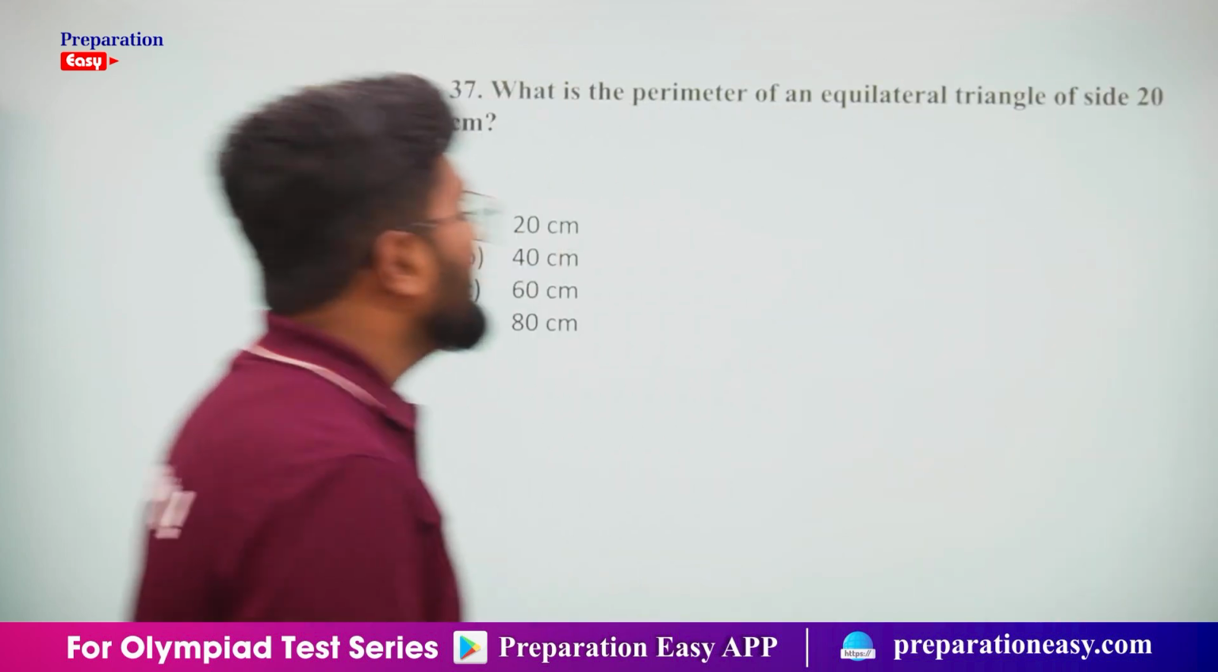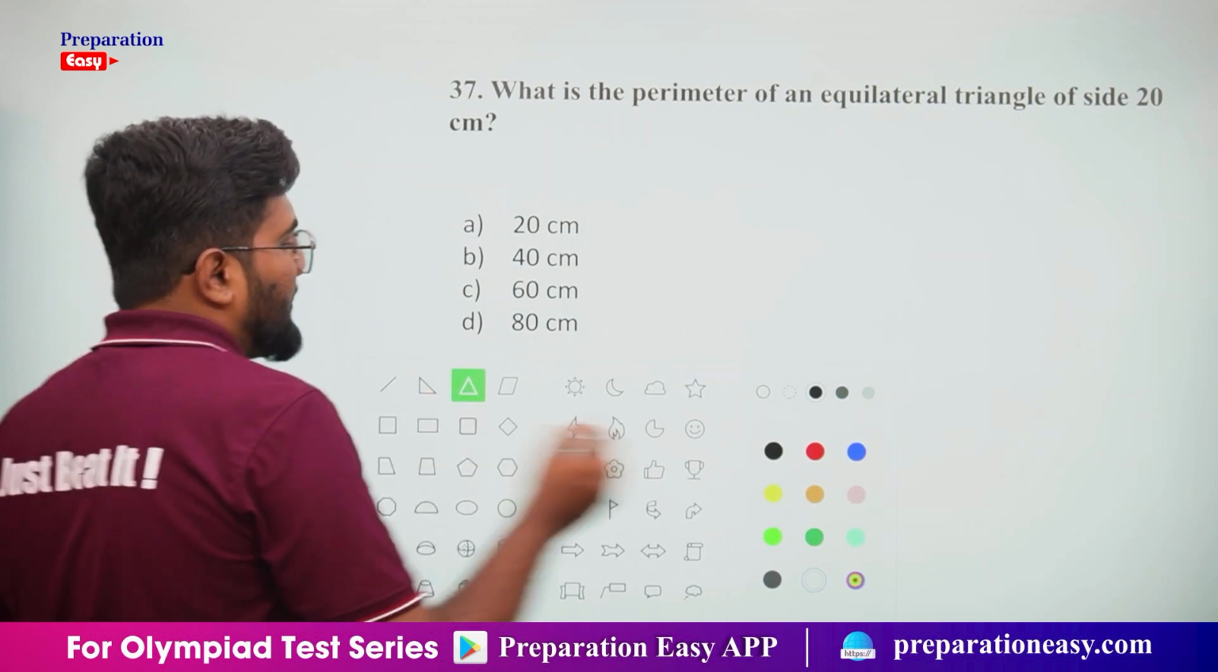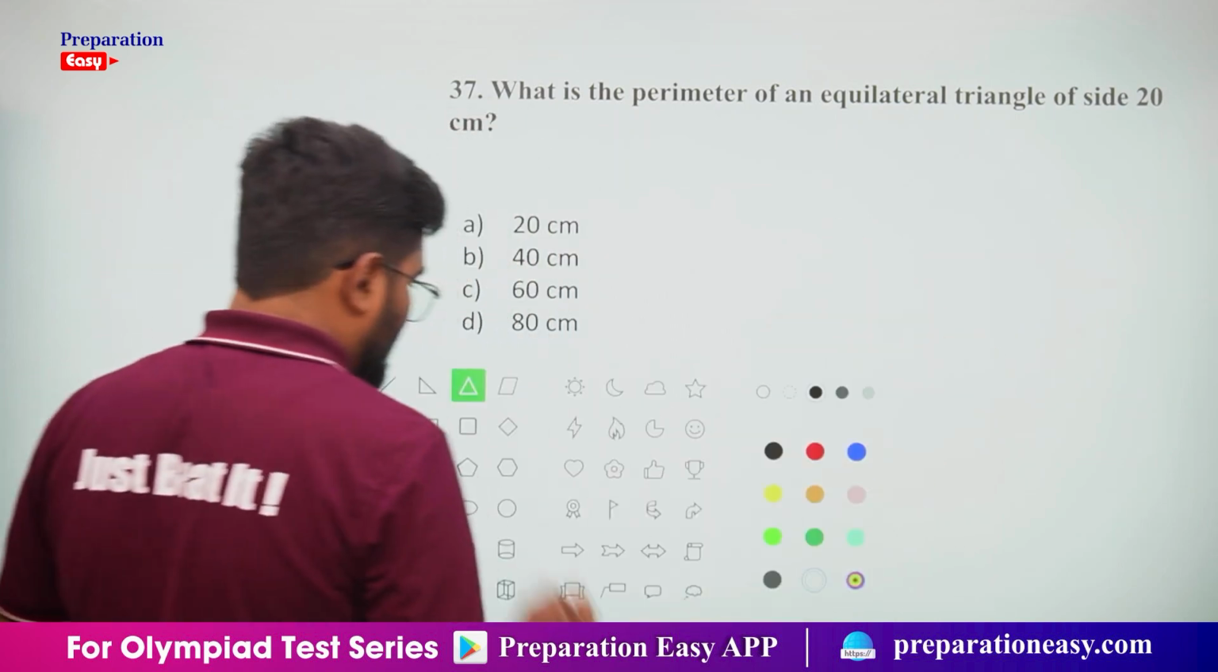Question number 37. What is the perimeter of an equilateral triangle?